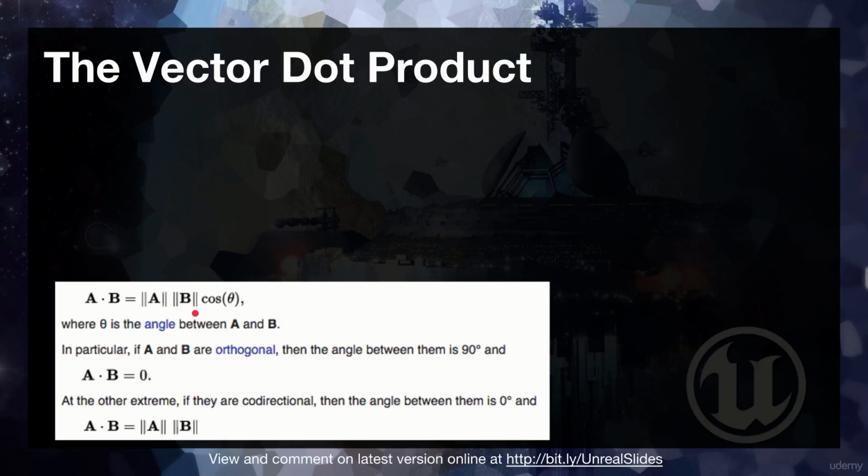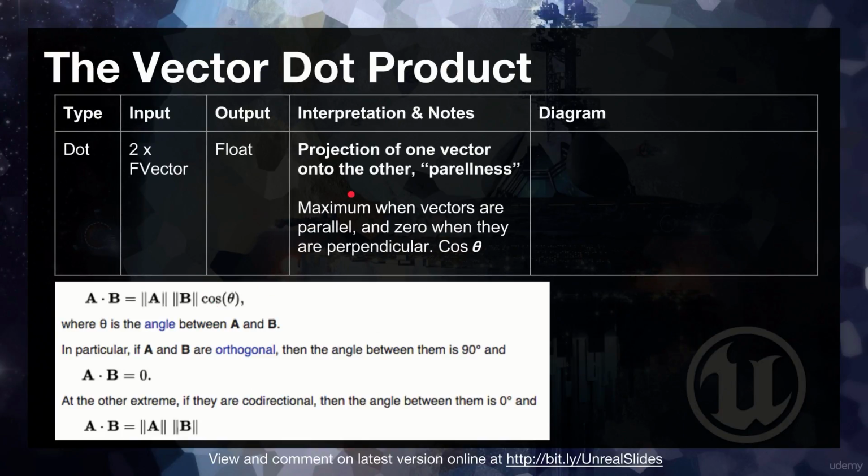I'm making sure the size of those are both 1 at the most, so that then we're really focusing on just the angle. So another way of interpreting the dot product is it takes in two F vectors. It outputs a float. What is it? It's the projection of one vector to the other.